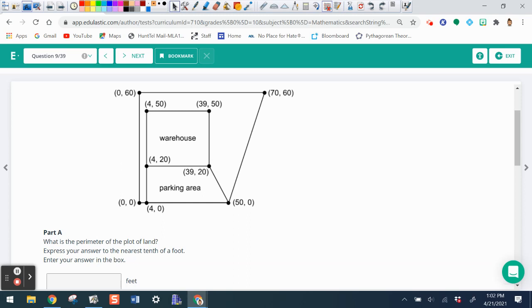So part A says, what is the perimeter of the plot of land, and express your answer to the nearest tenth. So we probably need to highlight that, make sure we do that. Nearest tenth of a foot in your answer in the box.